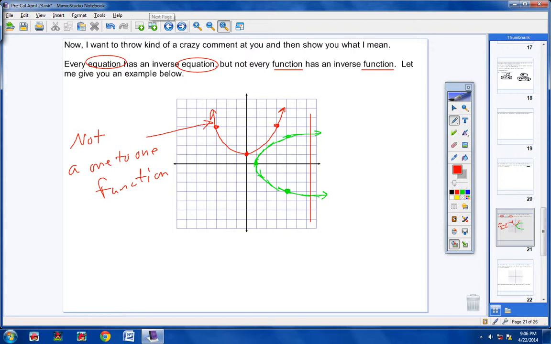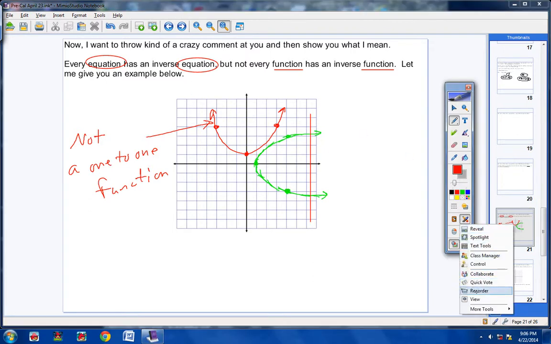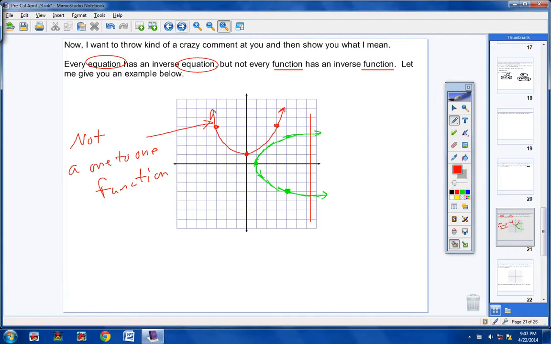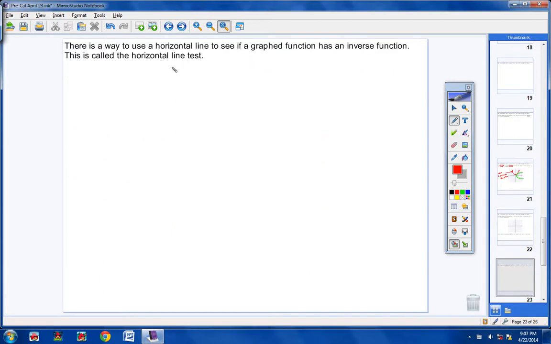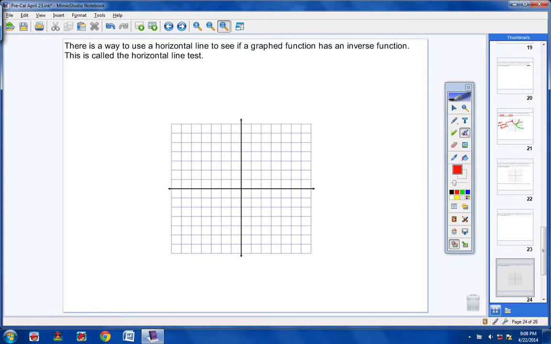Now let's continue on. Okay, guys, let's continue on. Now, there is a way to use a horizontal line to see if a graphed function has an inverse function. And you're used to the vertical line test, right? Well, this test is called the horizontal line test. Let me show you how this works. Please take some good notes.